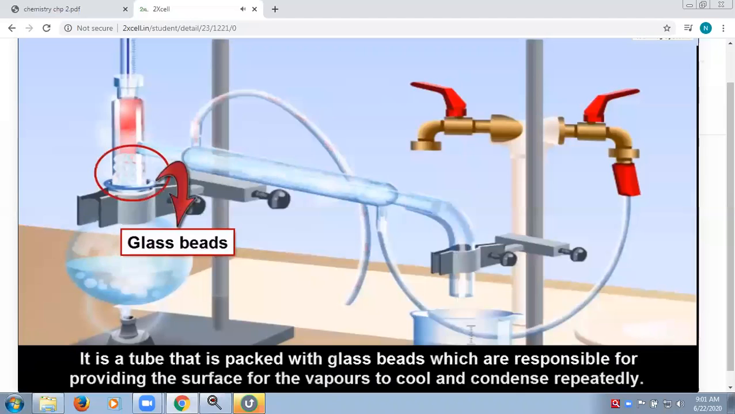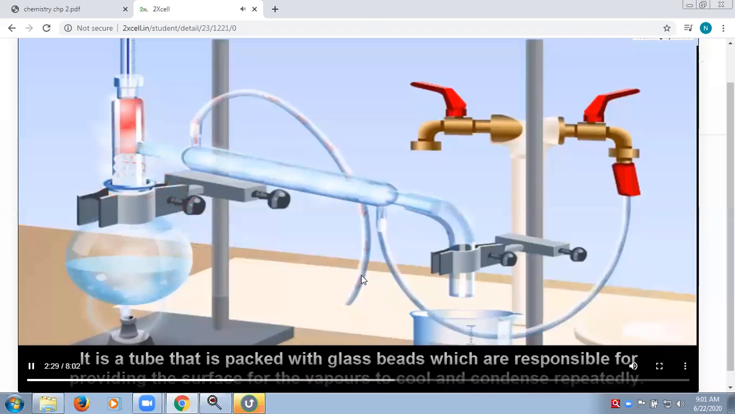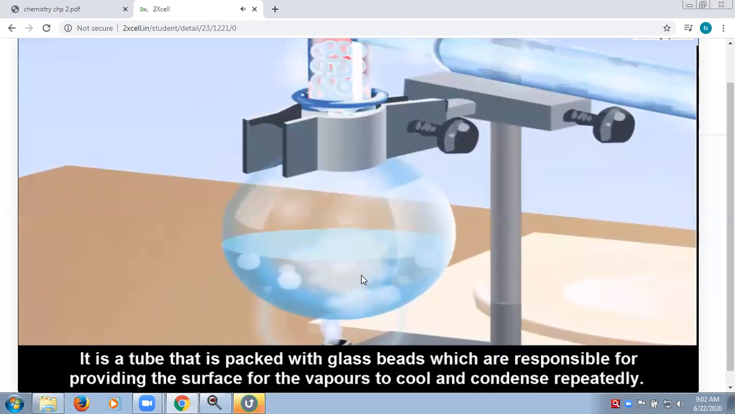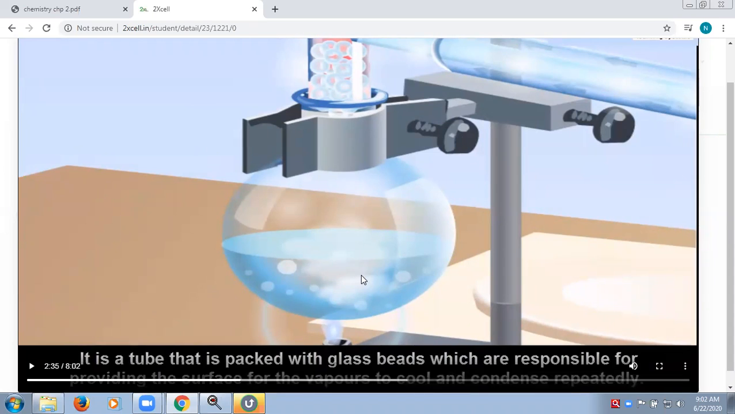It is a tube that is packed with glass beads, which are responsible for providing the surface for the vapors to cool and condense repeatedly. These glass beads provide surface for the vapors to cool and condense repeatedly. The vapors whose boiling point is not yet attained will be cooled down and come back to the receiver, whereas the liquid whose boiling point is already attained will pass through this and then move towards the condenser. So this actually happens in this process.